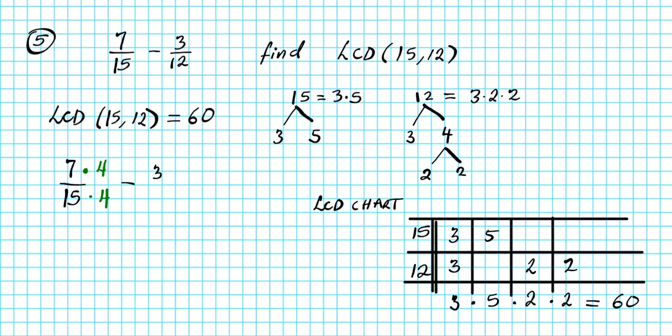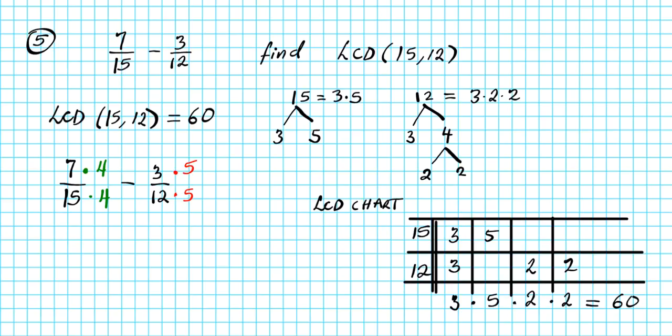Next is 3 over 12. Now I want 12 to become 60. So look at this. We have 3, 2, and a 2, right? What's left to make 12 into 60? We have 3, 2, 2, and we need 5 more. So we need to multiply it by 5. 3 times 2 times 2 is 12, and 12 times 5 is 60. So we're going to just multiply by 5.